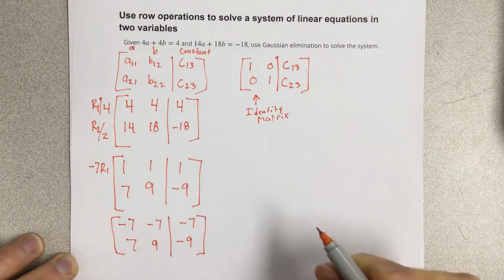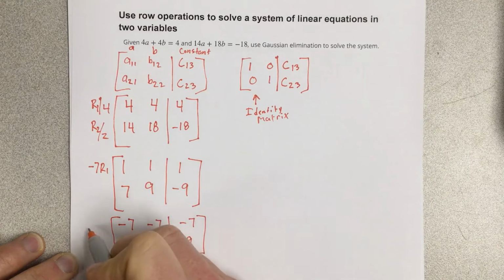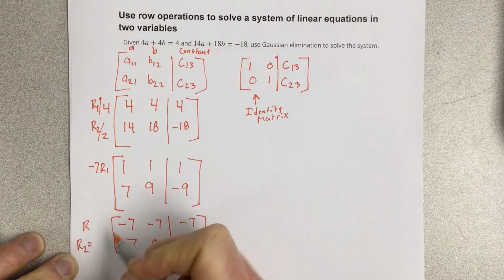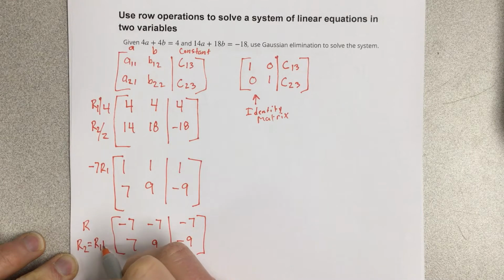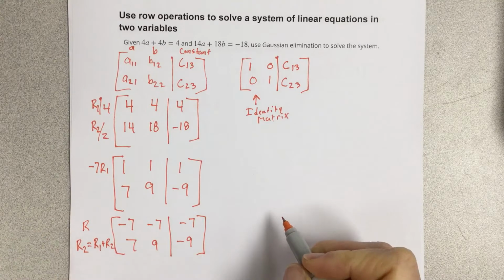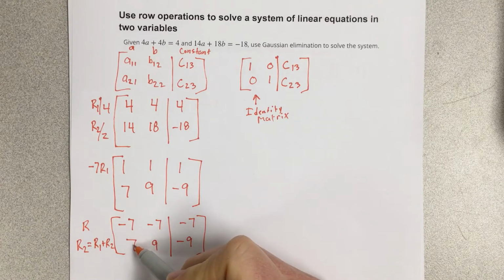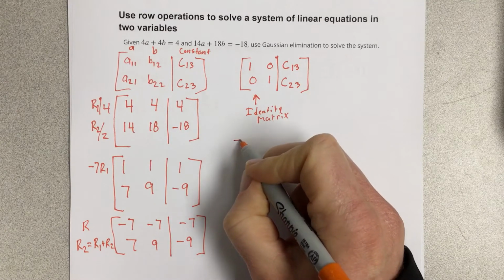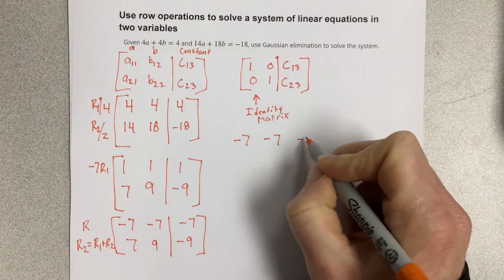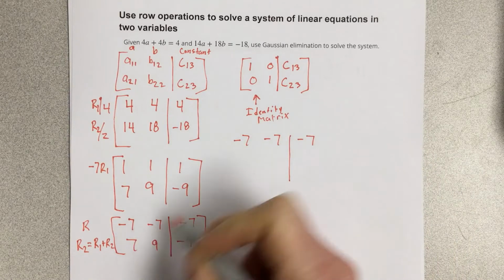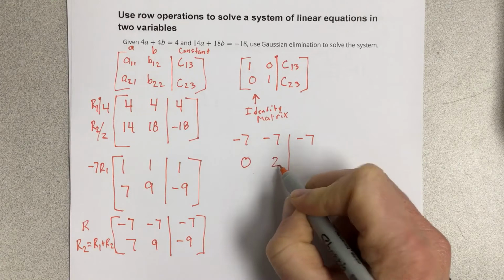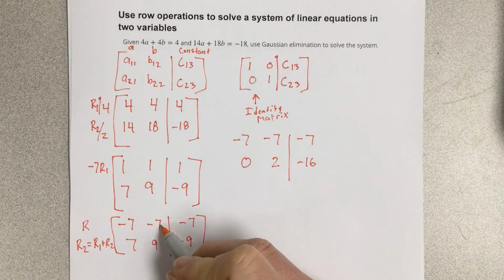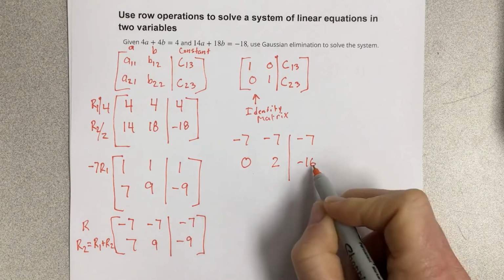And now I'm going to say that row 2 equals row 1 plus row 2. So I'm going to add row 1 and row 2 together. Negative 7 and 7 gives you 0. So I'll rewrite the top equation, which would be negative 7, negative 7, negative 7. And then when I add these, I get 0, 2, and that'd be negative 16. Right, I'm adding these two things together. Negative 7 and 9 was 2. Negative 7, negative 9, negative 16.